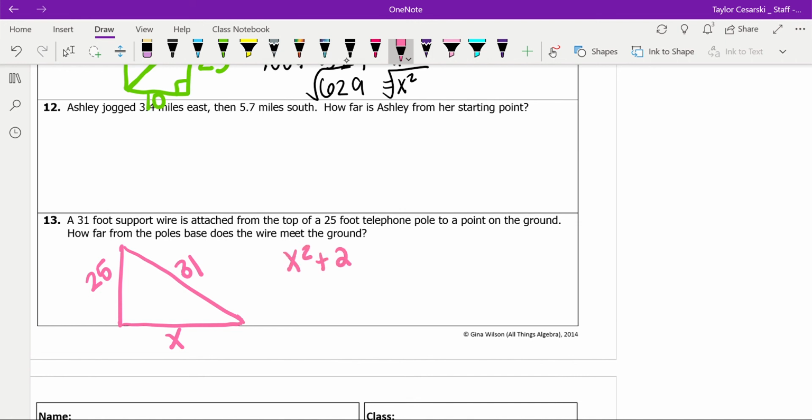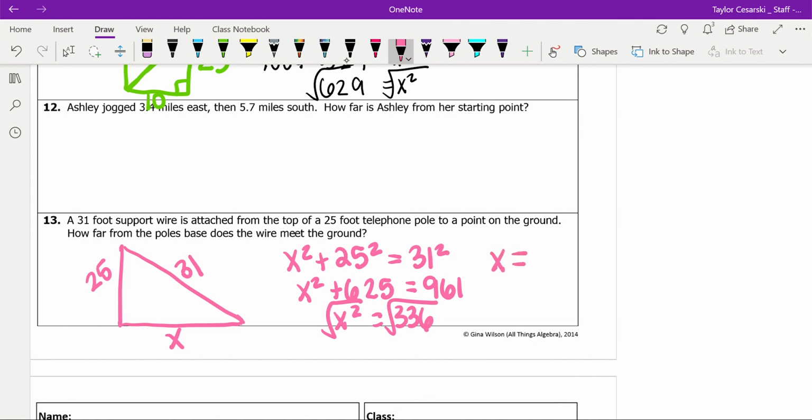So x squared plus 25 squared equals 31 squared. All right, so 25 squared is 625. 31 squared is 961. So x squared equals 336. We'll take the square root. And so finally, x equals 18.33.